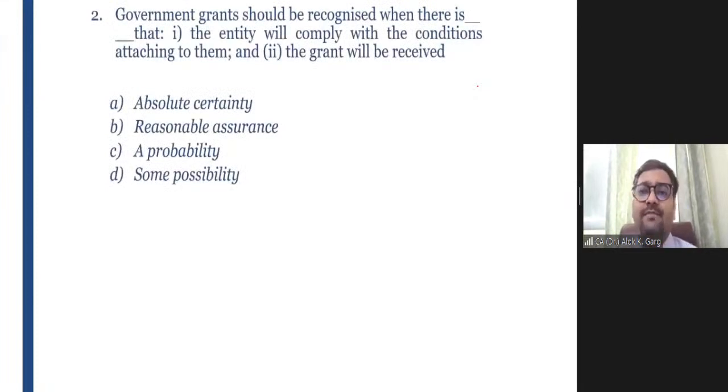Government grant should be recognized when there is a dash that the entity will comply with the conditions attaching to them and the grant will be received. Absolute certainty, reasonable assurance, a probability, some possibility. What is the right answer, guys? Yes, reasonable assurance is the right answer. So B is the right answer.